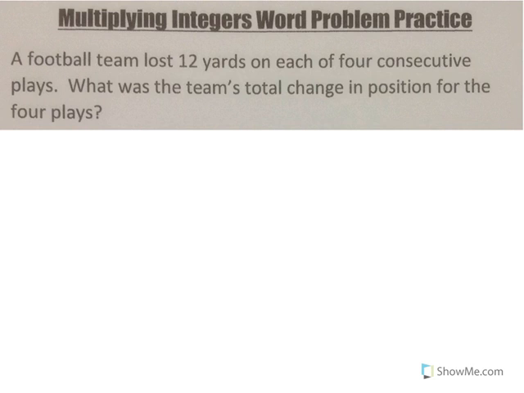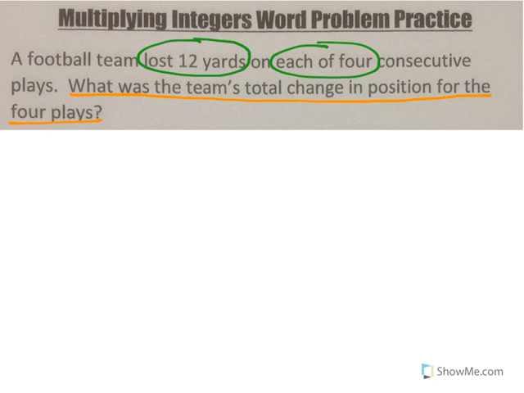According to NOSY, our problem-solving strategy, the first thing I want to do is highlight or underline the question. The question is, what was the team's total change in position for the 4 plays? That's what I need to figure out. I also need to circle or underline any other important information in the problem. I think that the fact that they lost 12 yards on each of 4 consecutive plays is important because that tells me the numbers that I need to work with to find the answer.